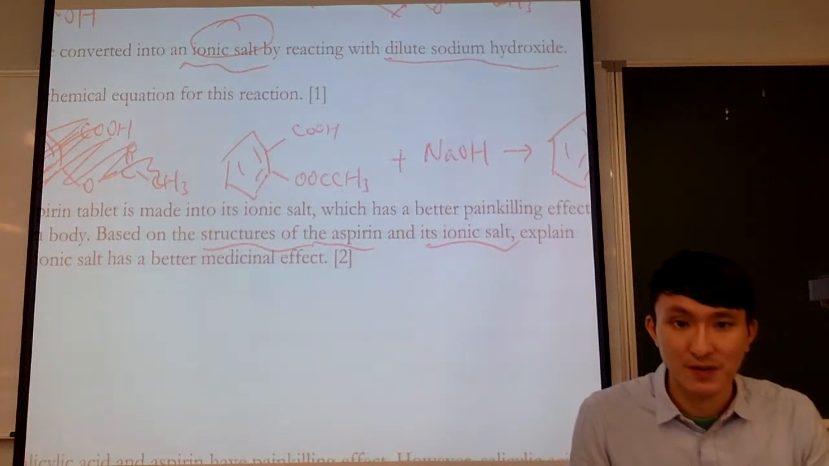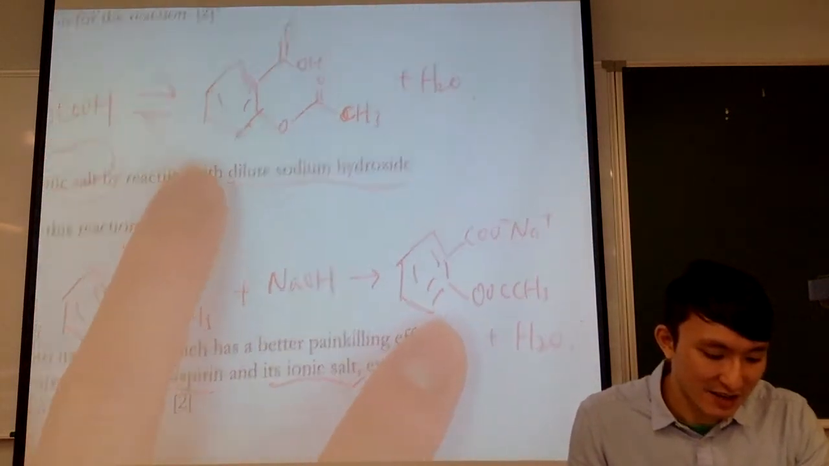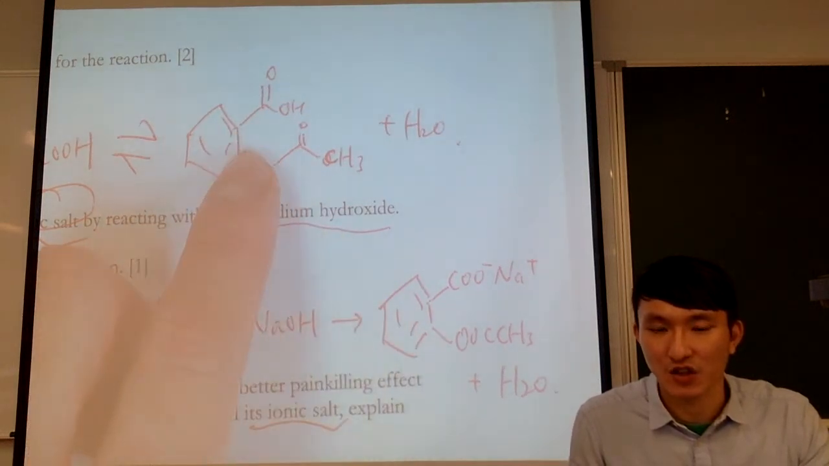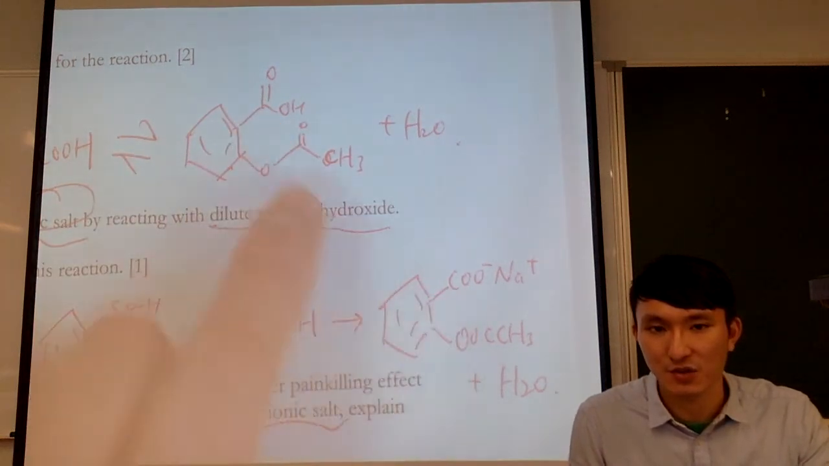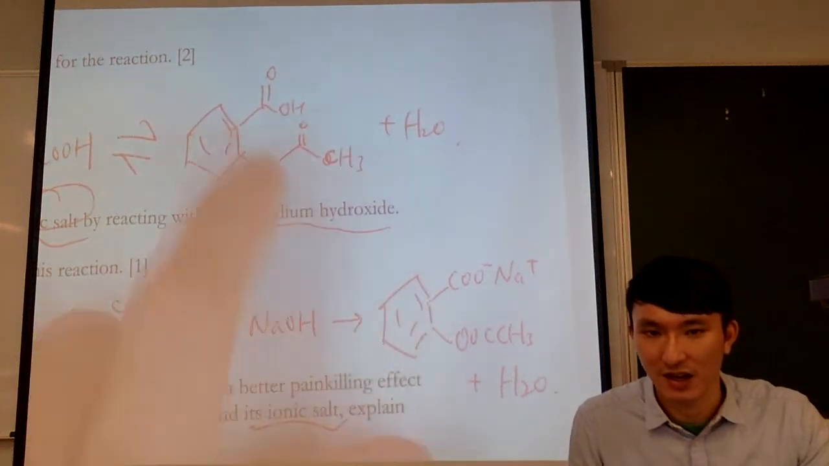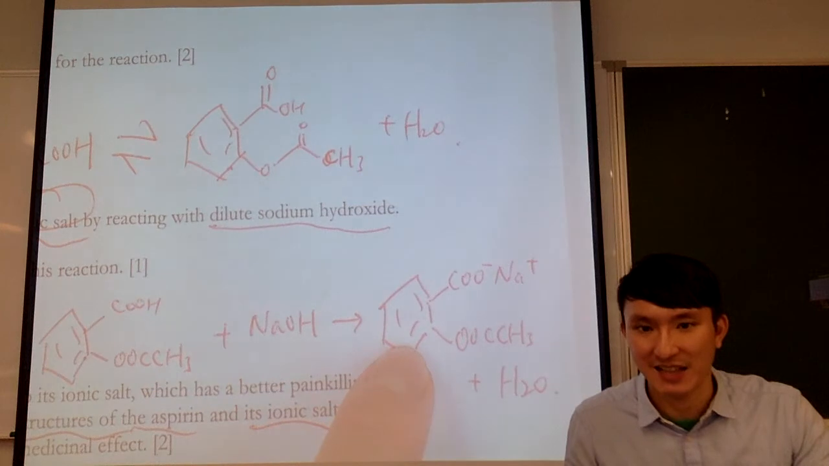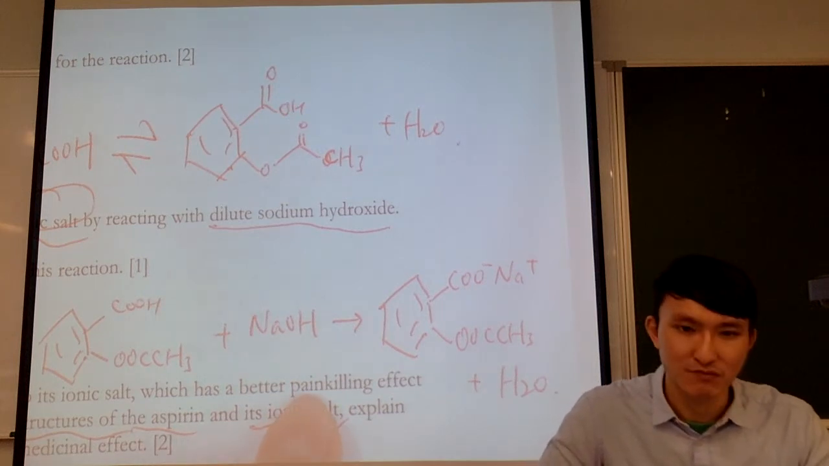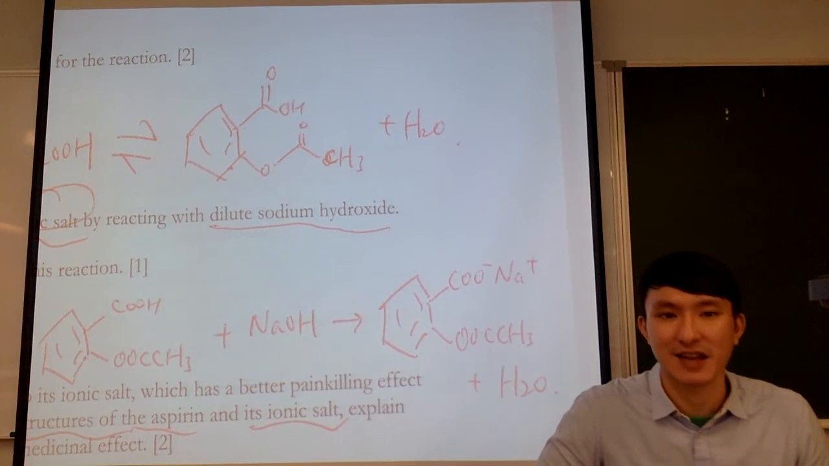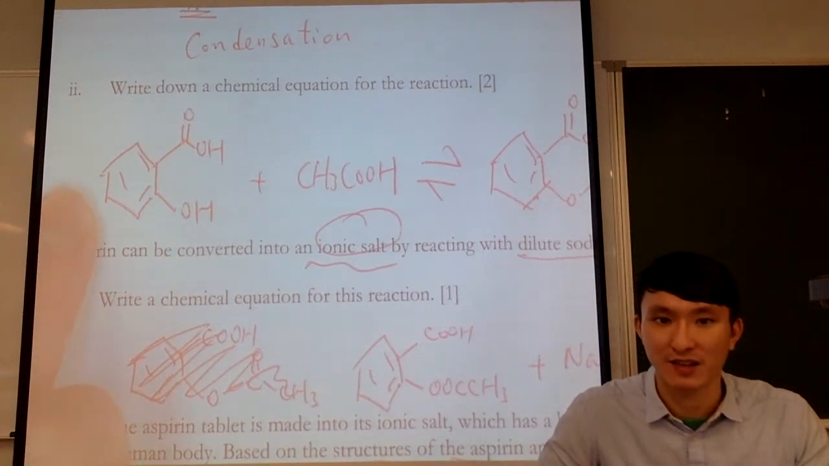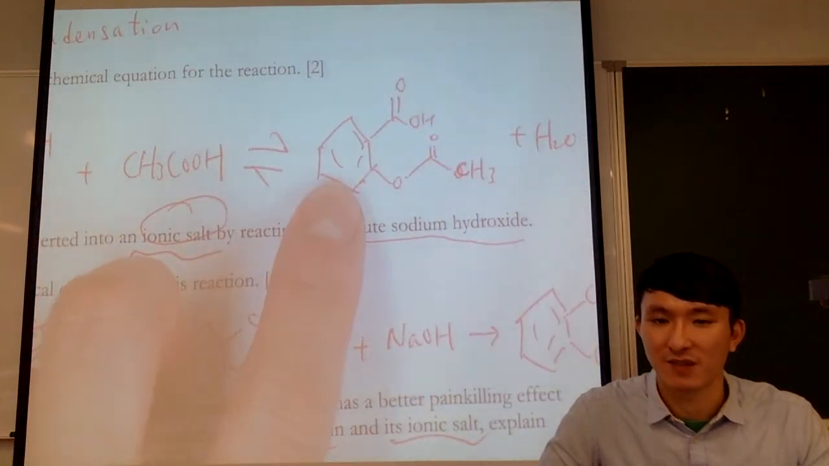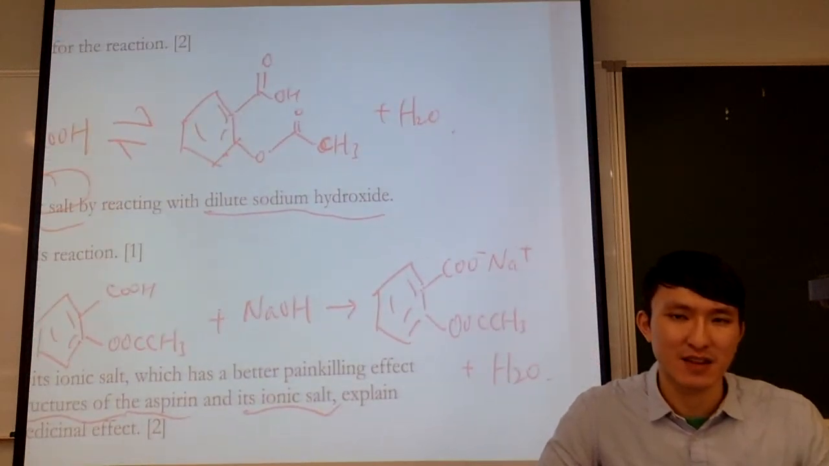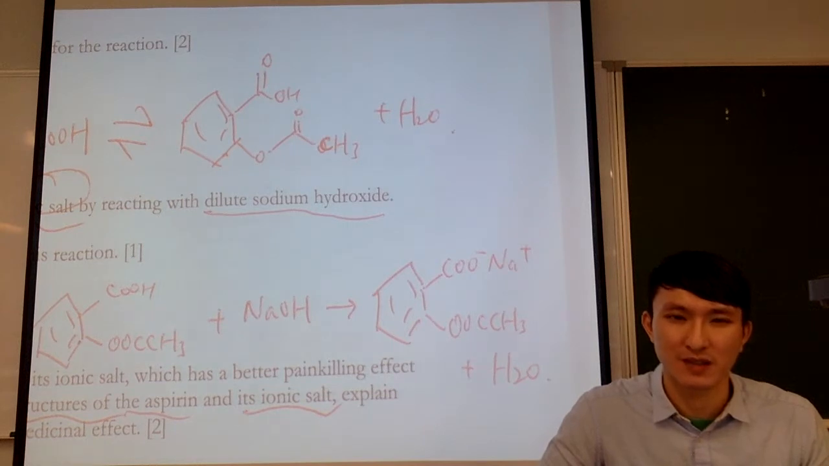So first of all, the difference between the ionic salt and the acid here, of course, you can tell the original aspirin has a carboxyl group and this is a salt. So you need to find out the difference between the two. Of course, you can say, oh, this is acidic, this is less acidic, but would the acidity affect the painkilling effect? Not really, right? Just now, we just discussed that even salicylic acid, even this one, has painkilling effect. The reason why we have to convert it into aspirin is because we want to reduce the acidity. So the acidity may not have a lot of things to do with the painkilling effect.